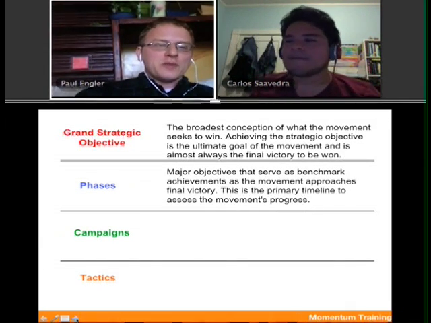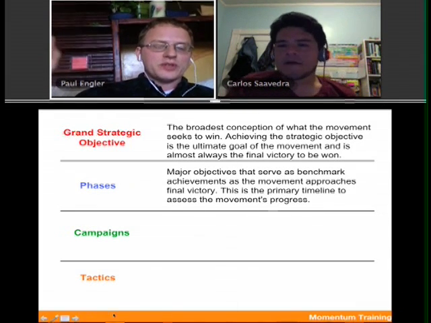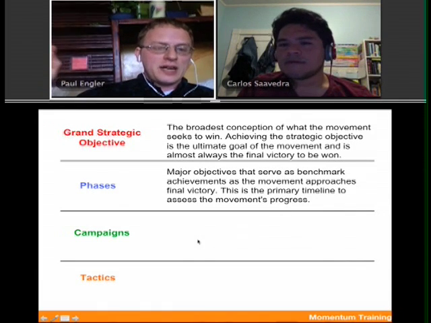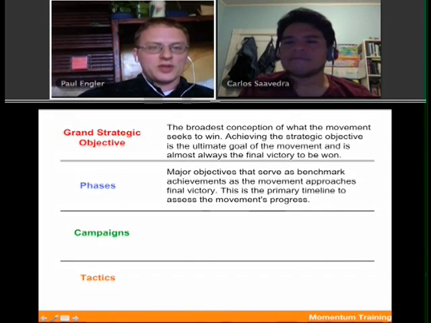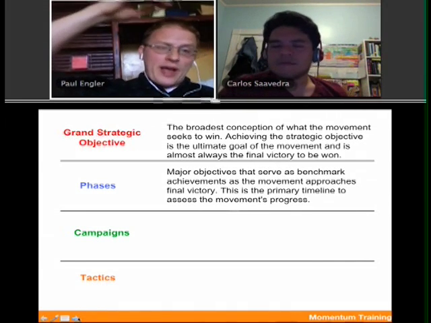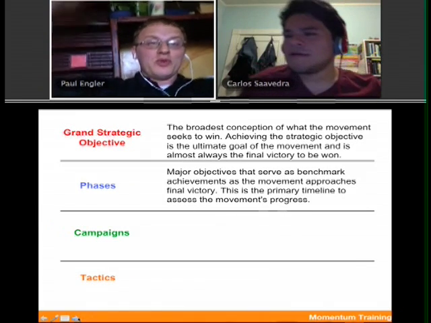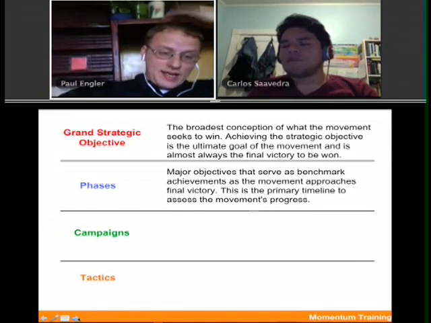So the phases are the major objectives that serve as benchmark achievements as the movement approaches the final victory. This is the primary timeline to assess the movement's progress. So sometimes you can do that around public opinion. You can do that around understanding where the movement's at, how big it is, what phase the movement needs to be in for certain actions to happen.